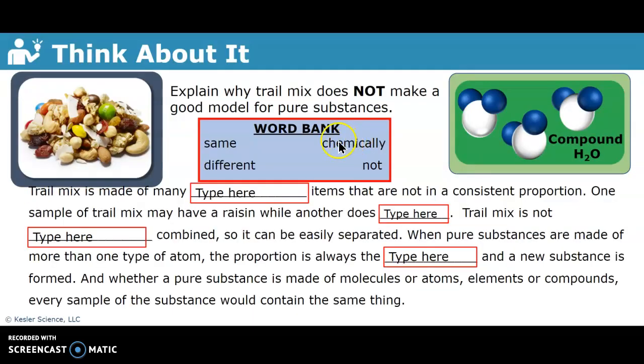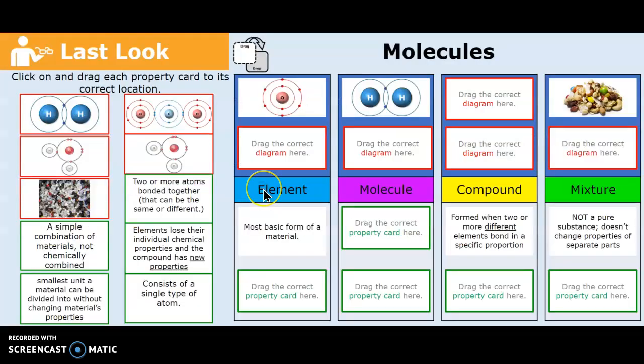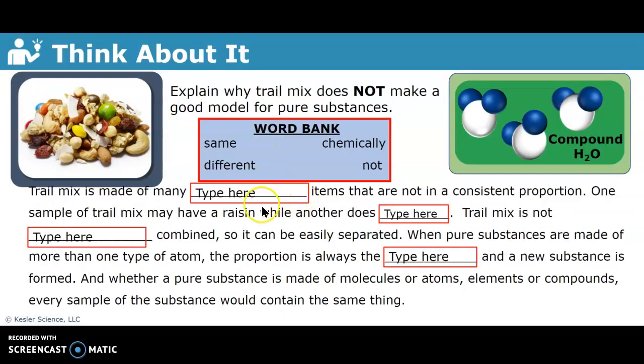Okay, so here's your word bank. So you're going to explain why trail mix does not make a good model for pure substances. So you're just going to put the information here. You can just go into edit and type the correct word in.